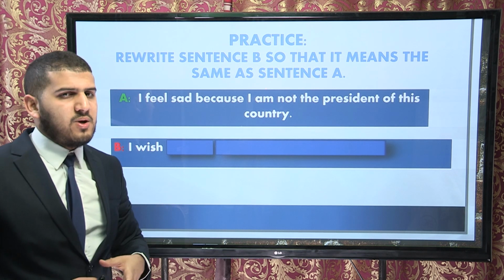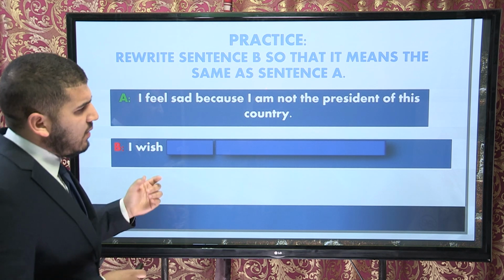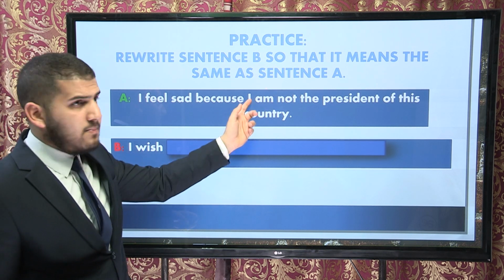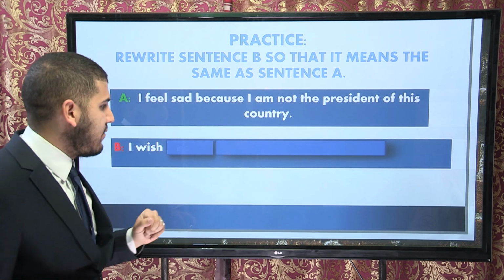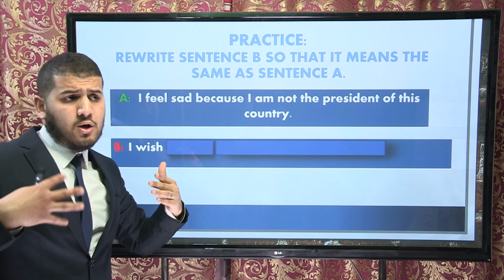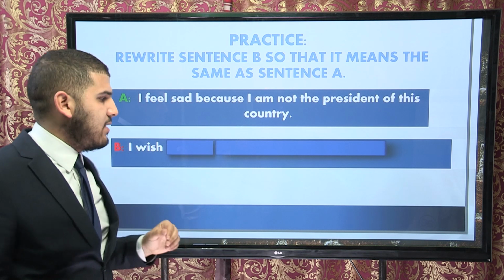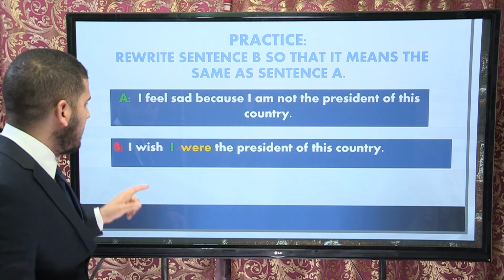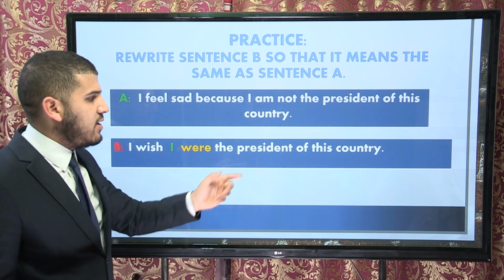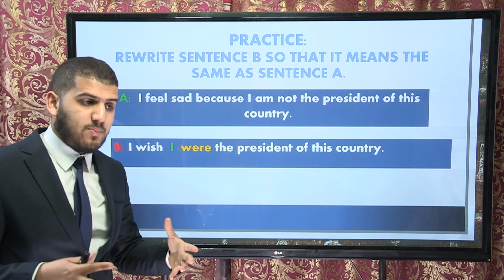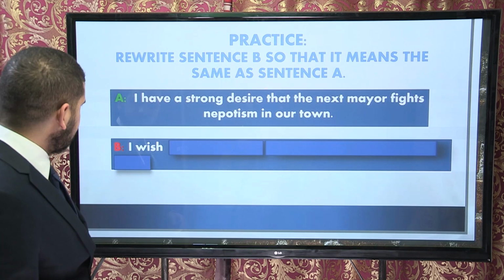So what is the rule of expressing wish in the present? It's I wish plus subject plus past simple. What is the past simple of the verb I am? Think about it. It's was. That's correct. However, I gave you a remark. You're going to use the verb were, the verb to be in the past, with all the pronouns. So we have the following. I wish I were the president of this country. Expressing wish in the present simple. Let's move on to the next one.